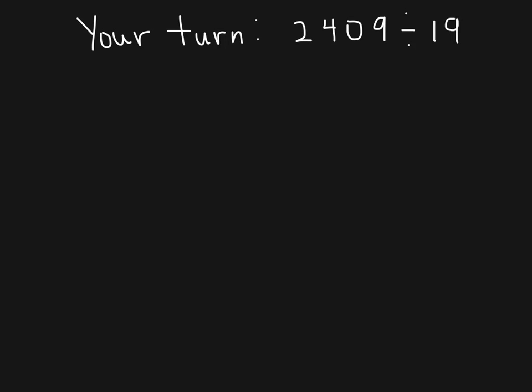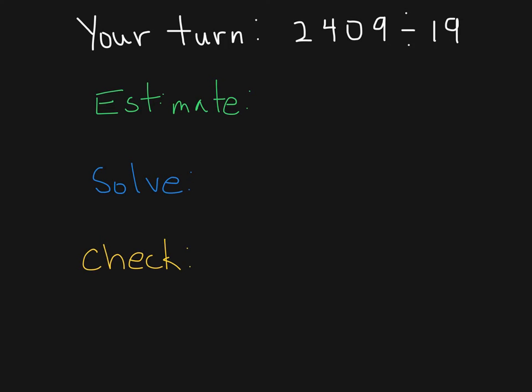All right, here is your last problem for the Ed Puzzle Quiz. 2,409 divided by 19. Don't forget, you need to do all 3 steps. Estimate to figure out where to place your first digit. Solve. And last but not least, check. Make sure that the answer to your check matches up with your dividend.